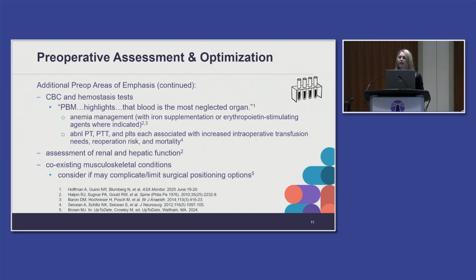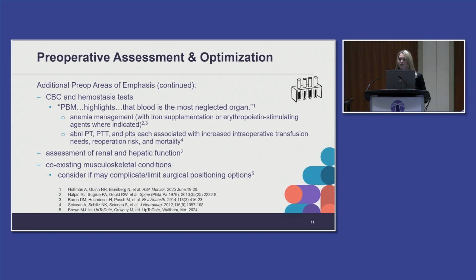So it's important to pay attention to preoperative anemia in our patients with iron supplementation or erythropoietin stimulating agents where indicated. And normally when there's no clinical concern for coagulopathy or bleeding, unselected coagulation tests preoperatively are not very useful. But in spine surgery, where the risk can be so high, you may consider them. Abnormal PT, PTT, and platelets have each been associated with increased intraoperative transfusion needs, reoperation risk, and mortality.